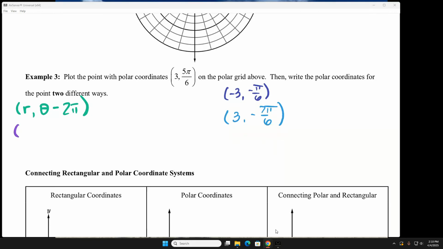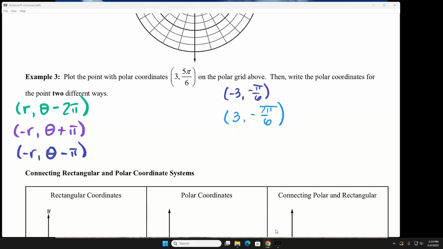Right? Or you could do the opposite of r and then take theta and add pi to it. I didn't give that example. I'll do that in just a second. Or we could take negative r, take theta, and subtract pi from it, which is what that would give us. Right? So let's just do this purple one.